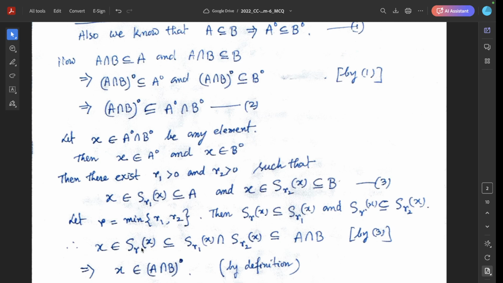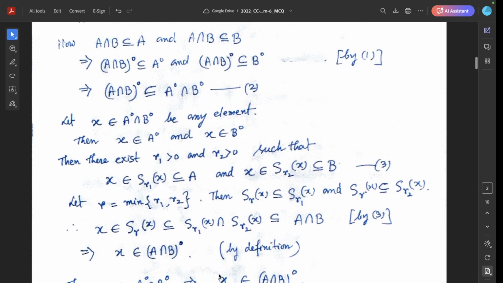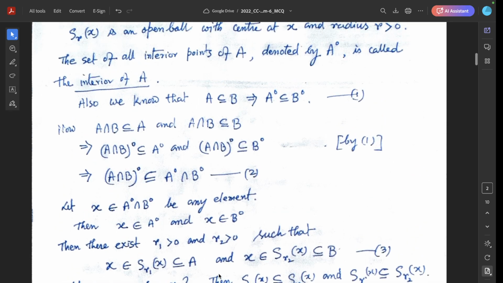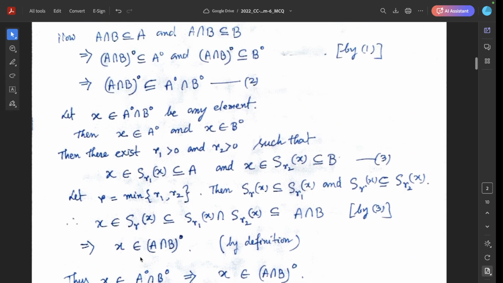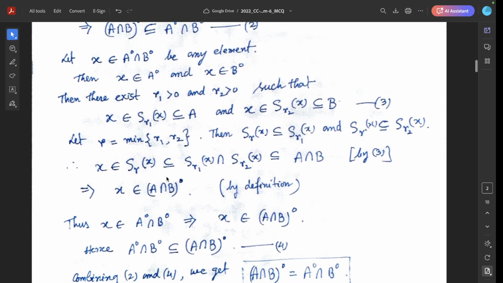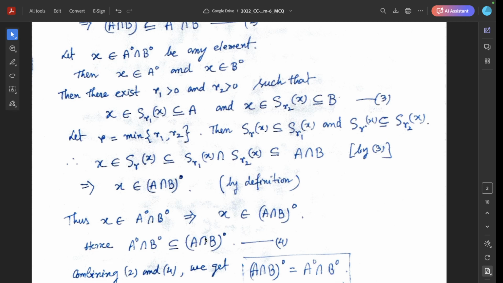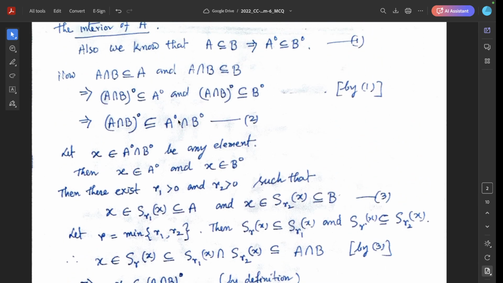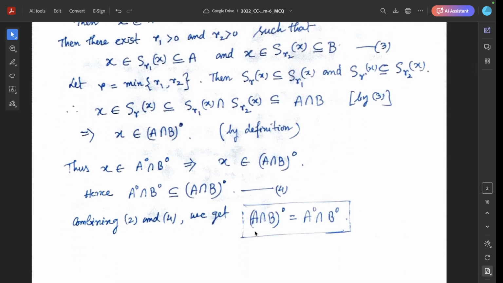Therefore, x belongs to S_r(x), which is a subset of S_r1(x) ∩ S_r2(x), and this is a subset of A ∩ B by 3. This implies x belongs to (A ∩ B) naught. That is the definition of an interior point. Thus, x belongs to A naught ∩ B naught implies x belongs to (A ∩ B) naught. Hence, A naught ∩ B naught is a subset of (A ∩ B) naught, equation 4. Combining equation 2 and equation 4, equality holds. So (A ∩ B) naught is equal to A naught ∩ B naught.